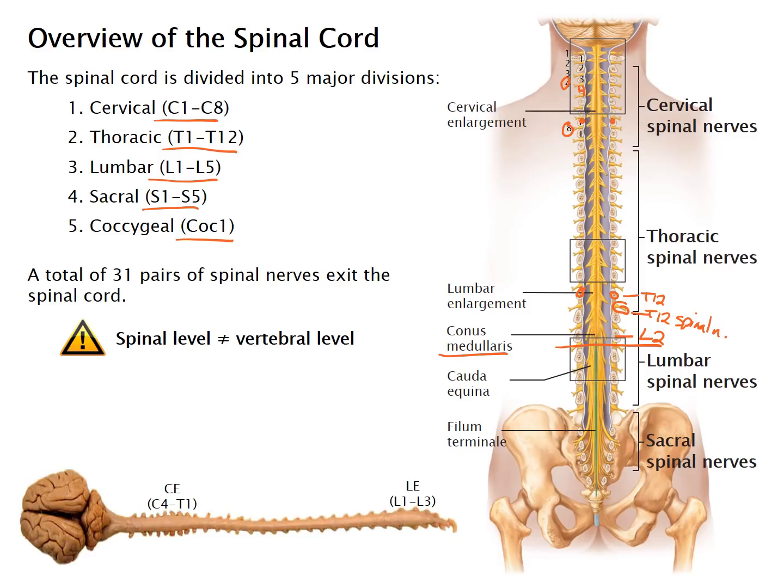Here at the conus medullaris is the coccygeal portion of the spinal cord. Notice how the coccygeal portion of the spinal cord is adjacent to the L2 vertebra. So this is the lumbar region of the vertebral column. This is why spinal level and vertebral level do not always match up.